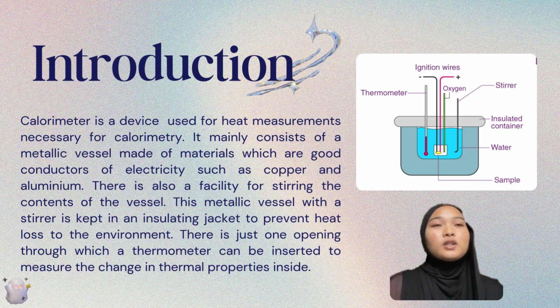Calorimeter is a device used for heat measurements necessary for calorimetry. It mainly consists of a metallic vessel made of materials which are good conductors of electricity such as copper and aluminium. There is also a facility for stirring the contents of the vessel. This metallic vessel with a stirrer is kept in an insulating jacket to prevent heat loss to the environment. There is just one opening through which a thermometer can be inserted to measure the change in thermal properties inside.